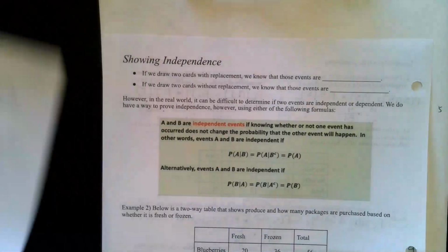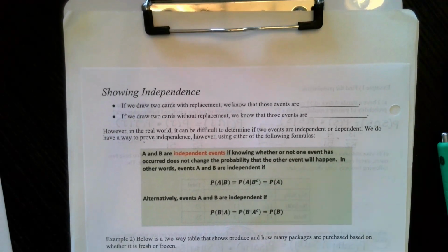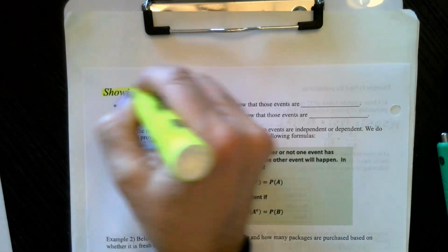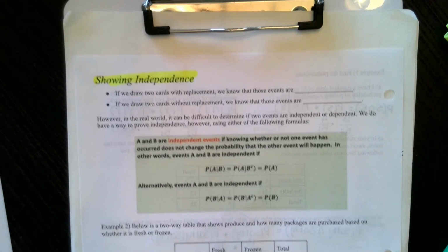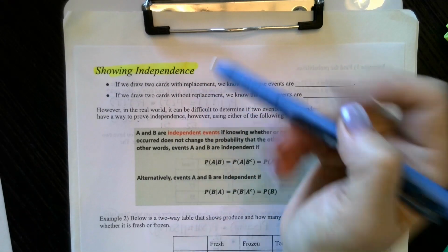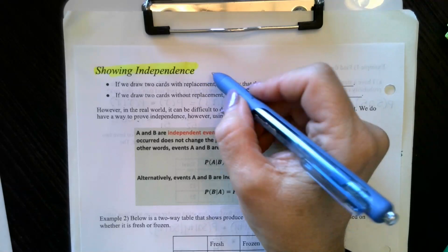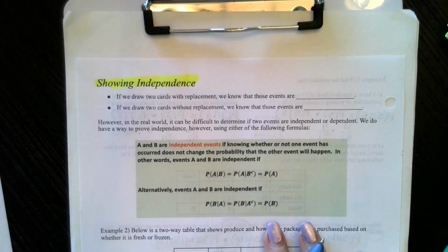Okay. Good part. Last part, showing independence. Sometimes you're like, how do I know if these are dependent or independent? Because it matters, right? If it's independent, then we know we just multiply. If it's dependent, then we have a change in our sample space.